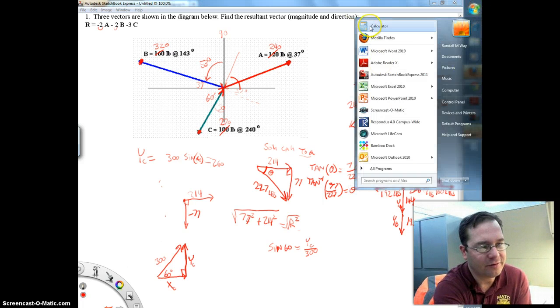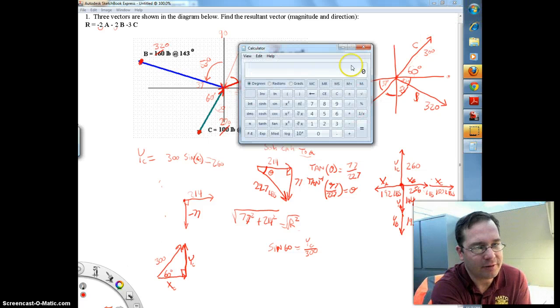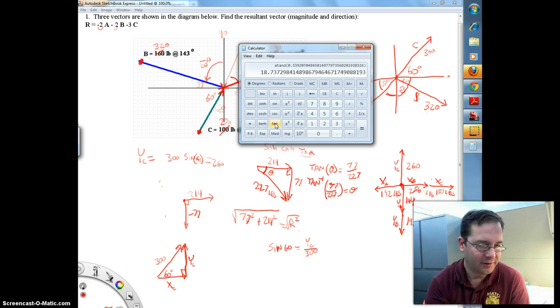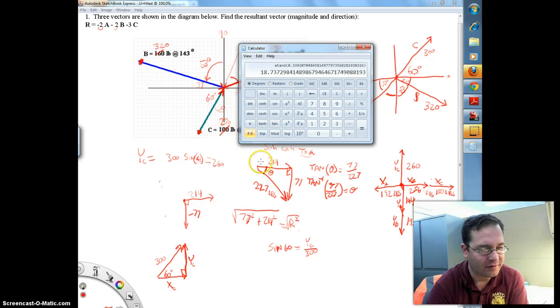First thing is to just do the division problem, and the calculator is well suited to that. So 77 divided by 227. Then we're going to take the arctangent of that. Remember, on the calculator on the computer, you have to hit inverse, and you see now you get the symbol for the inverse tangent, or the arctangent. I take the arctangent of that, and I find that it's about 18.7 degrees.